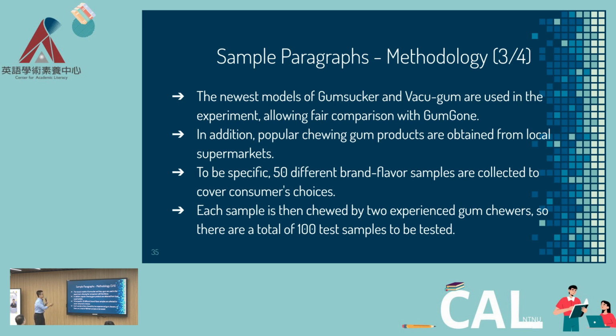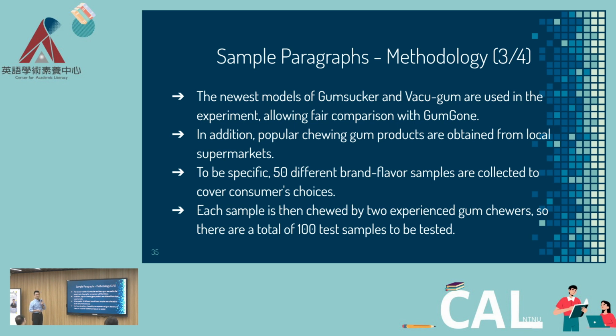In addition, popular food gum products are obtained from local supermarkets. You tell your reader those materials are just from local supermarkets. To be specific, 50 different brand flavor samples are collected to cover consumers' choices. I can only collect 50 different brand flavor samples. Okay, what's next?